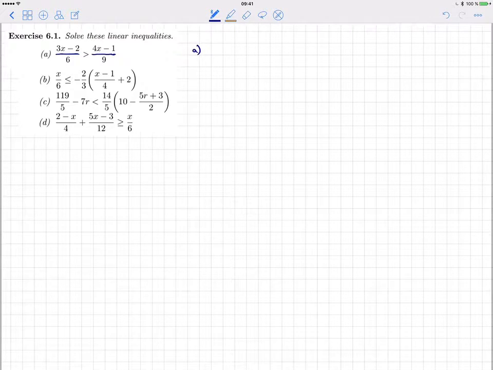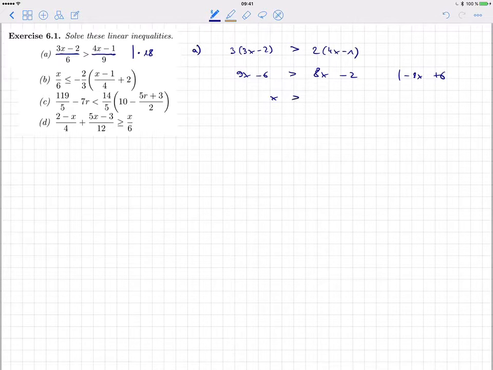So I would in this case recommend that we just multiply both sides with the least common denominator of 6 and 9, which is 18. So this gives us 18 over 6, 3 on the left-hand side, times 3x minus 2. And on the right-hand side, we get 18 over 9, 2 times 4x minus 1, 9x minus 6, 8x minus 2. We put the 8x on the left-hand side and the 6 on the right-hand side, and we get x greater than 4 with a strict inequality.